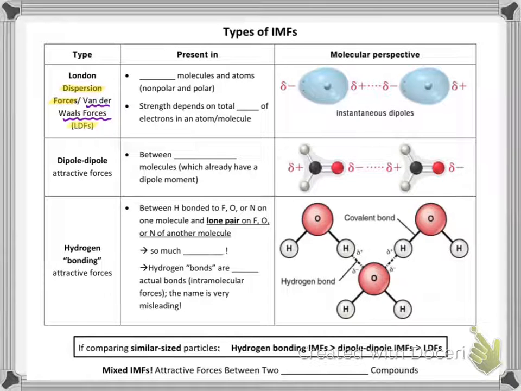London dispersion forces, or LDFs, happen between all molecules and atoms. Polar, nonpolar, doesn't matter. LDFs occur because of what's known as an instantaneous or temporary dipole. It creates a momentary attraction between two neighboring particles. What's interesting is they actually can be a very strong attractive force. Even though LDFs are often known as the weakest of the IMFs when compared, if you have a very large particle with lots and lots of electrons, you can have very strong dispersion forces.